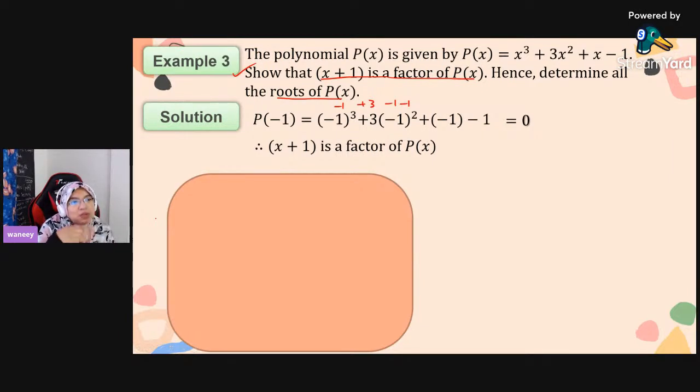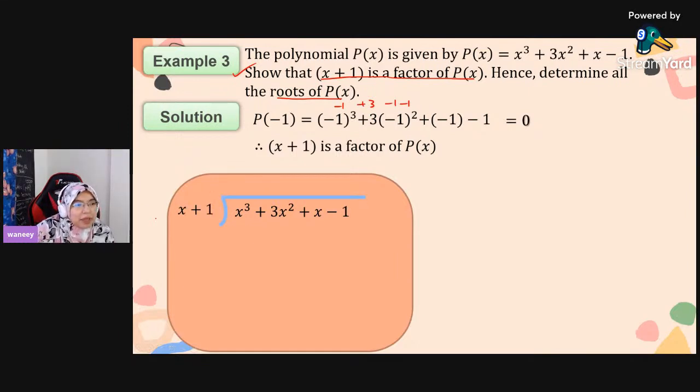Now we want to determine all the roots of P(x). Therefore, I'm going to factorize them. I only have one of the factors, therefore I need another quadratic function or two linear functions. So let me do the long division to get the quadratic function first, and then I'll try to factorize the quadratic function to get all the roots. Now x cubed plus 3x squared plus x minus 1 is already in descending order, so I will divide them by x plus 1.